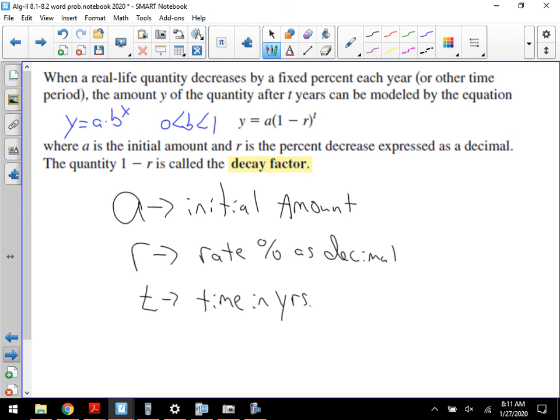Again, what's called the decay factor is the stuff that's in the parentheses. The growth factor is the stuff that's in the parentheses. A is still your initial amount. Rate is still percent as a decimal. T is time in years. It hasn't really changed all that much. So let's see, y equals a times (1 minus r) to the t.